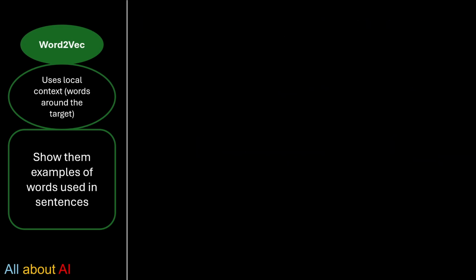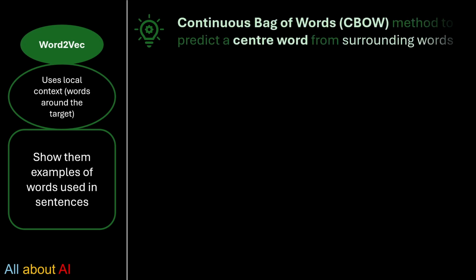Now, the second concept is just the opposite one in case of word2vec. Here the method is called continuous bag of words. In this method, it predicts a center word from surrounding words. So in skipgram, it was predicting surrounding words from the center word, and here it is the reverse: predict a center word from surrounding words.